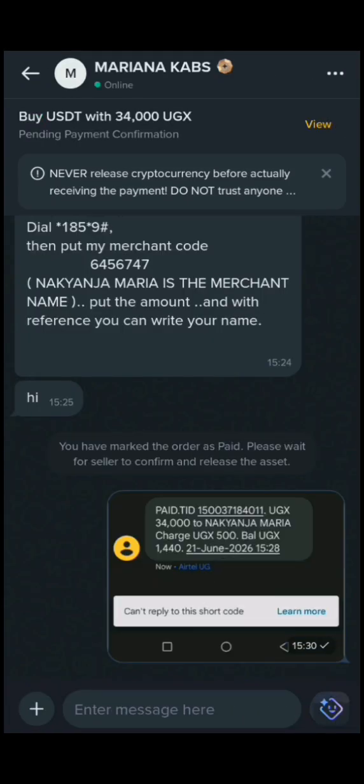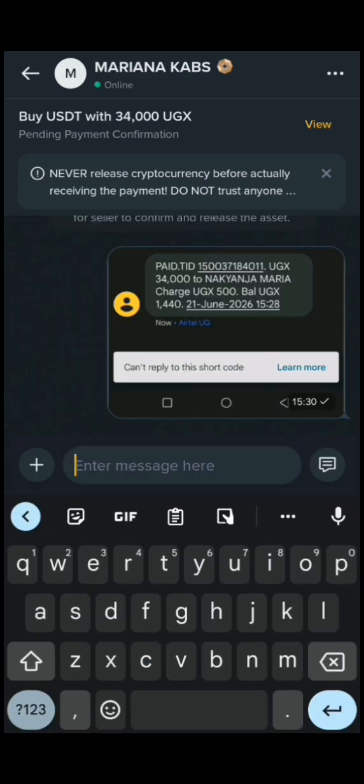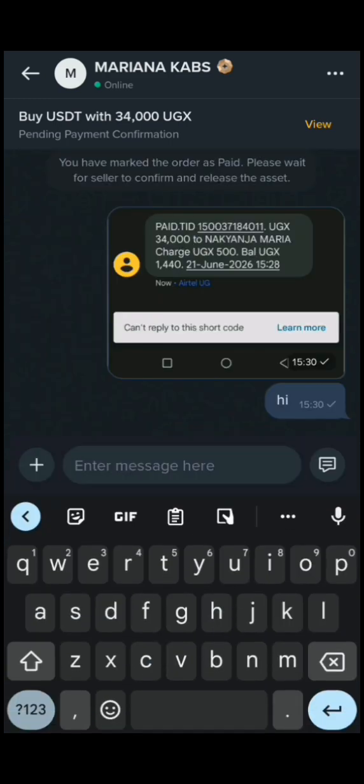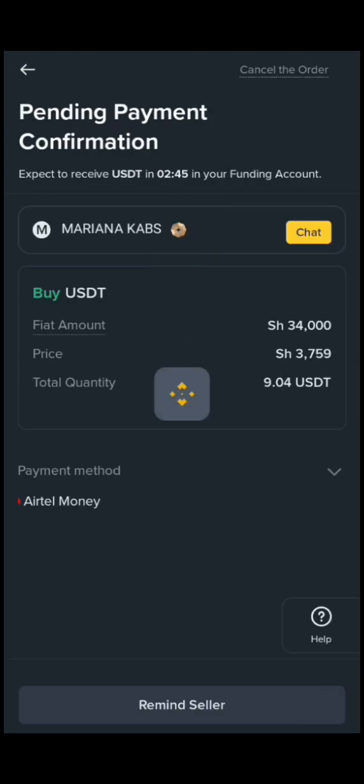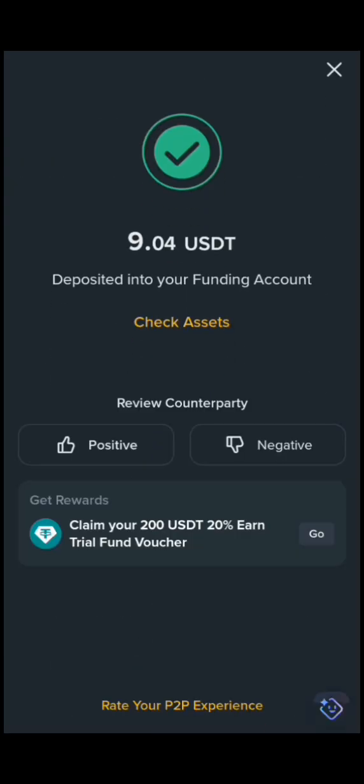So right here is the payment proof. So I'm done making a payment. I'm waiting for her, and you can see right here she's online. I'm waiting for her to release my crypto. So you can take a look right here. I'm done with buying the USDT.